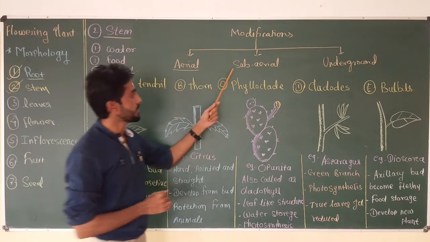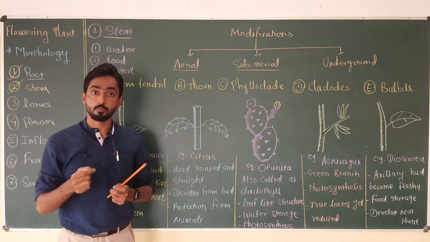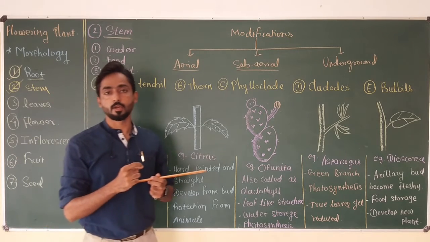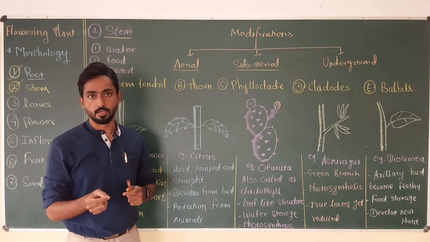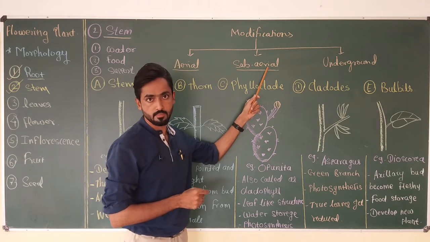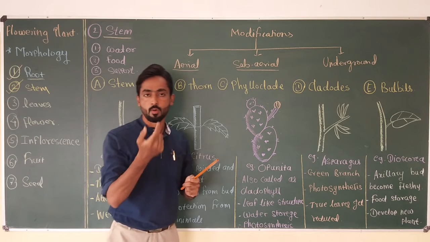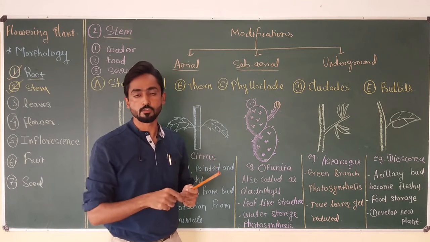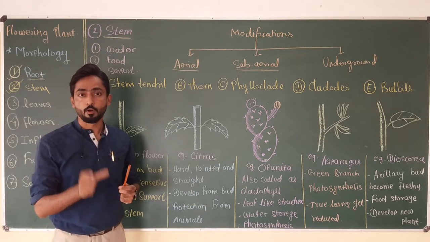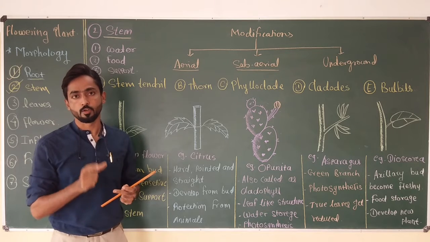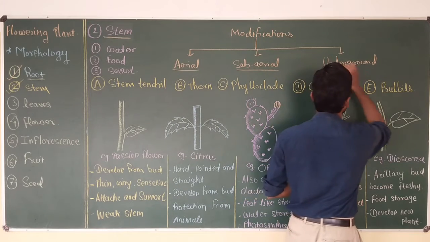Okay, then subaerial modifications are the type of modifications in which the stem grows horizontally close to the soil surface, and this type of stem is present both in the air as well as under the soil. Okay, so it is called subaerial modification. Some part of the stem can be present above the soil surface, while some part is also present below the soil surface, and this type of stem is usually helpful for perennation and vegetative propagation, or vegetative reproduction, in flowering plants.